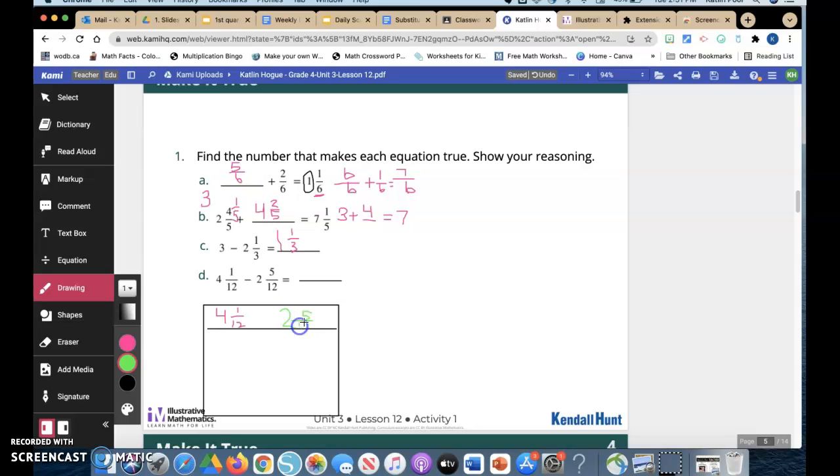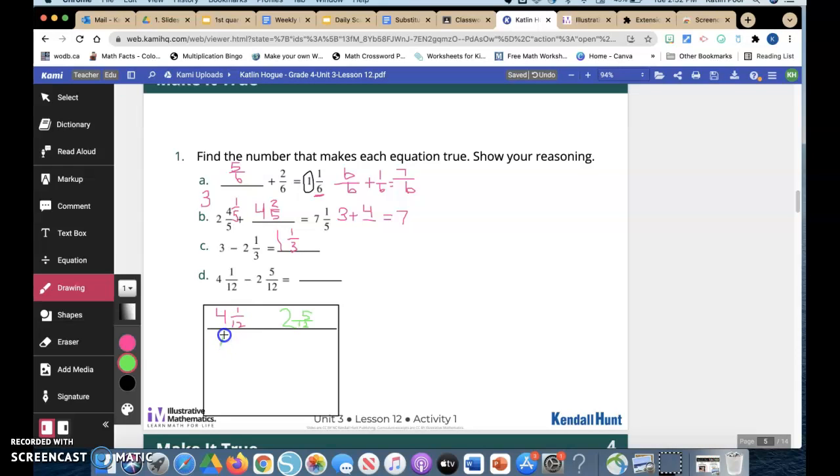When we look at our first number and our second number, could we easily take 2 from 4? Absolutely. Now let's look at our fractions. Could we easily take 5/12 from 1/12? Not without having to decompose.